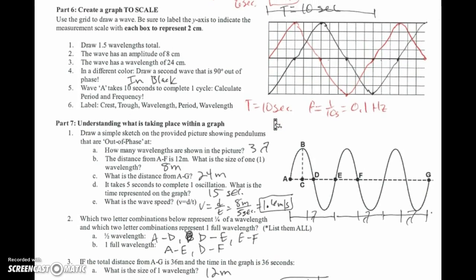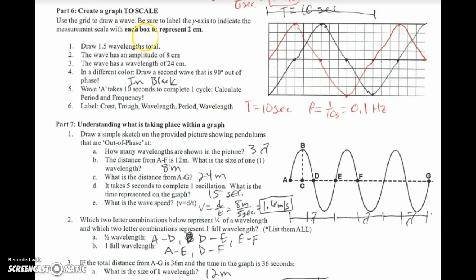Part 6 has you creating a graph to scale, and you can pause this. It's harder for me to go over every single part here for the graphing piece, but you're going to need to know how to do this. It's good practice. And each box represents 2 centimeters, so you'll draw 1.5 wavelengths total. It has an amplitude of 8 centimeters, has a wavelength of 24 centimeters. Draw a second wave that's 90 degrees out of phase, and I did that in black. So, there's a lot going on. You can always pause this and take a look at it.